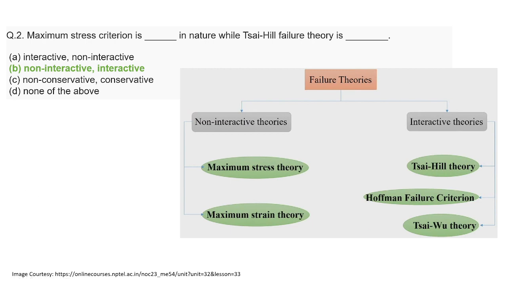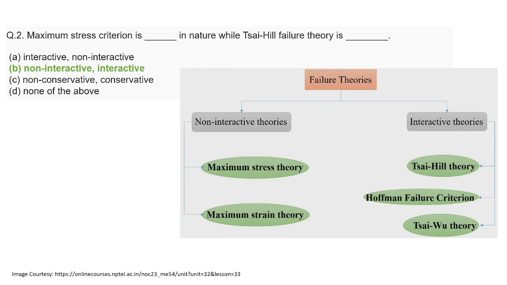For example, any stress in direction 1 will not interact with the stresses that are also caused in direction 2. These theories don't have particular limits for how much stress in direction 1 will affect direction 2. That's why they're called non-interactive theories. And there are two non-interactive theories: maximum stress theory and maximum strain theory. Whereas interactive theories are those in which if there is stress in one direction, then the stress in direction 2, not only longitudinal but also compressive strength and the shear strength, are all interlinked.